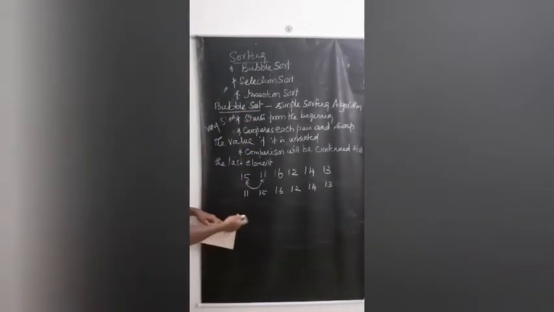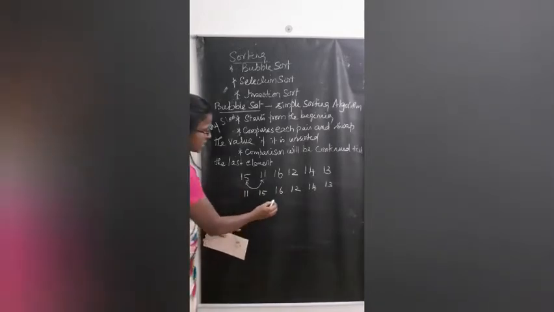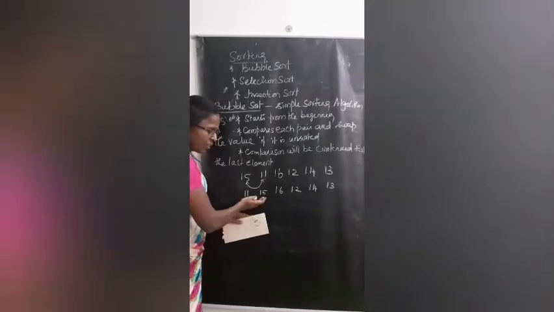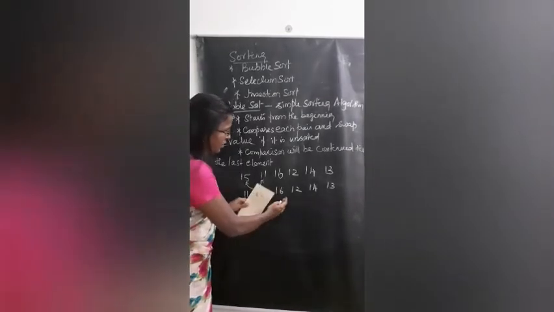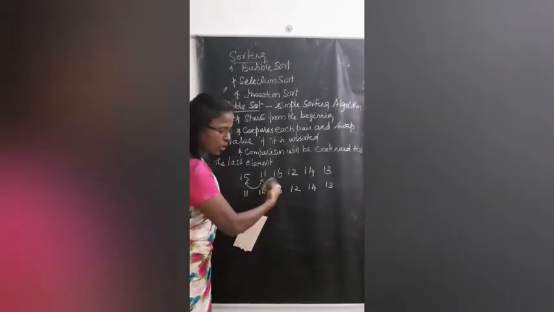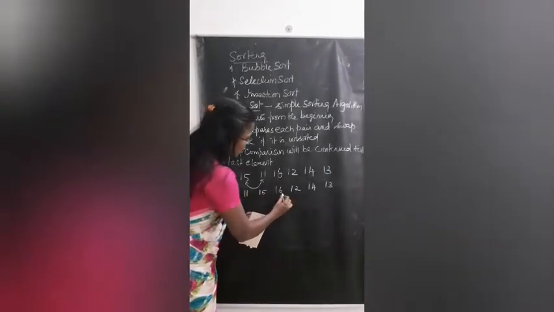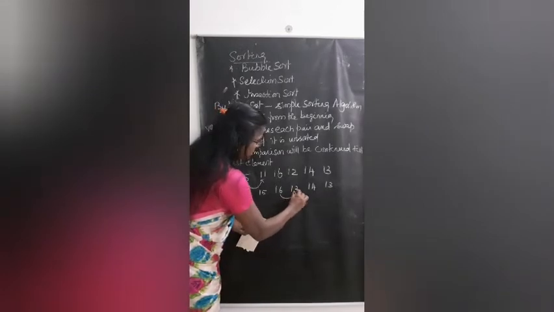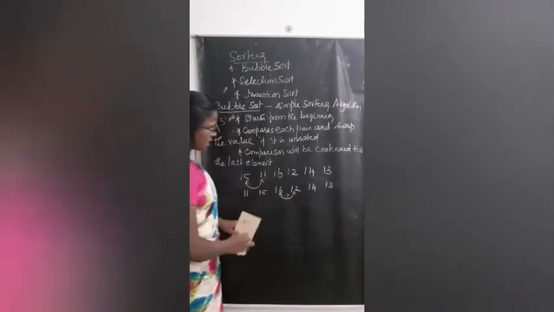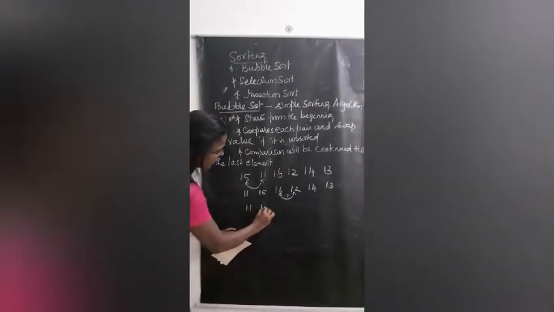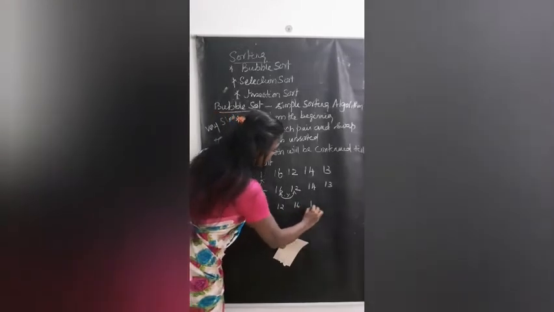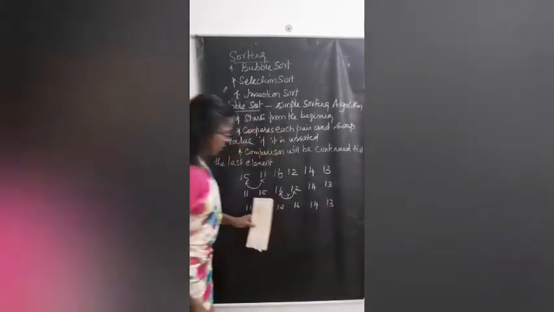Then again, the second step. See, this one is sorted. So here the sorting takes from the third element. The two are finished, so it goes for the next third element. So here the sorting takes place. Here also swapping is necessary. Now the sorted array is like this: 12, 16, 14, 13.